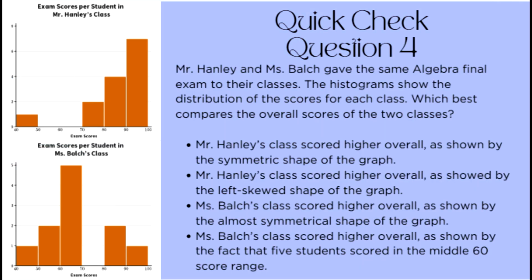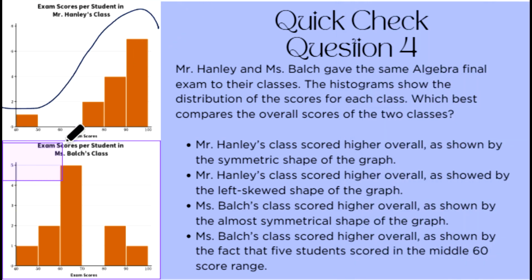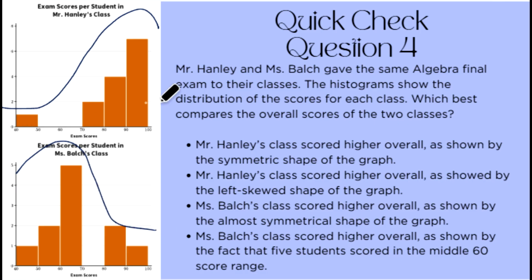You can do this. Quick check question number 4. Same info. Which best compares the overall scores of the two classes? Again, here's Mr. Hanley's and here's Miss Balch's. Mr. Hanley's class scored higher overall. Miss Balch's class scored higher overall. Well, you can eliminate 2 just looking right there. And then is it symmetric or left skewed? Or 5 students scored in the middle 60 score range. You can do this.